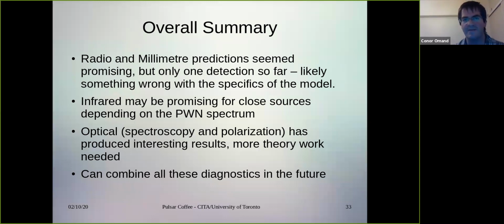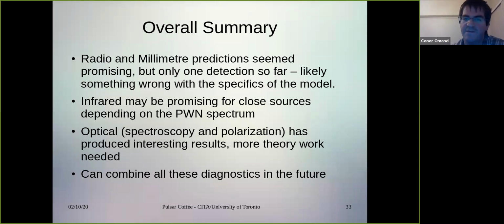So, overall summary for everything. Radio and millimeter predictions seemed promising. We should have seen 5 to 10 supernovae from the sample that we looked at, but we only got one detection. And so likely something is wrong with the specifics of the model. Most likely it's the injection spectrum, but there's still some work that we need to do on that.